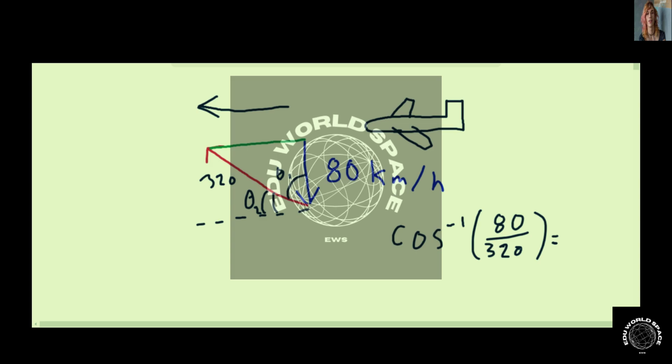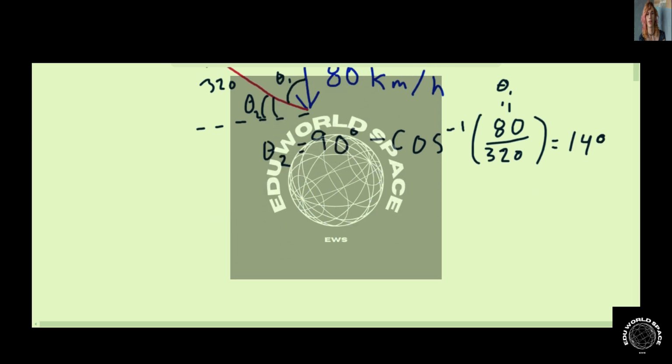But then before we do that, we have to do 90 degrees minus that, because we're actually looking for this theta 2. So this is what theta 2 would equal, while this over here is theta 1. And doing all that, we come out to 14 degrees. I'll write it down here. It will be 14 degrees north of west, because it's north above the horizontal.